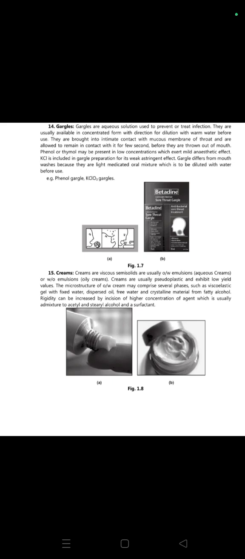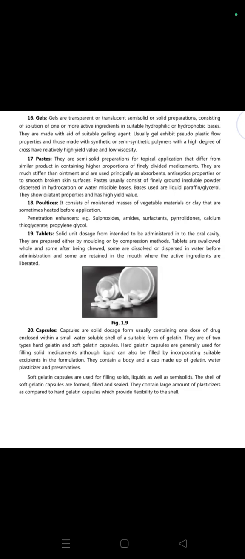Then creams. Creams are viscous semi-solids, usually oil in water type emulsions or water in oil emulsion types. Creams are usually pseudoplastic and exhibit low yield values. The microstructure of an oil in water type cream may comprise several phases such as viscoelastic gel with fixed water, dispersed oil, free water and crystalline material from fatty alcohol. Then gels. Gels are transparent or translucent semi-solid preparations consisting of a solution of one or more active ingredients in suitable hydrophilic or hydrophobic bases.